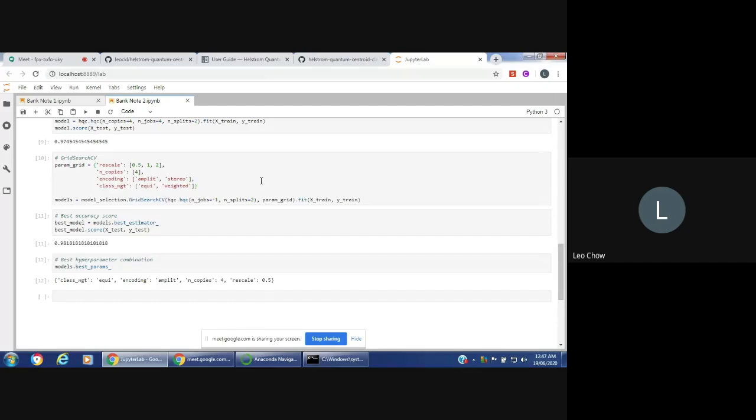Okay, could be possible, yes. Right now, we're still developing the package itself, so we're still trying to make it run faster. We'll see what happens. Okay, and n copies is the only hyperparameter which has this kind of effect? Rescaling might change on the increasing side or decreasing side.